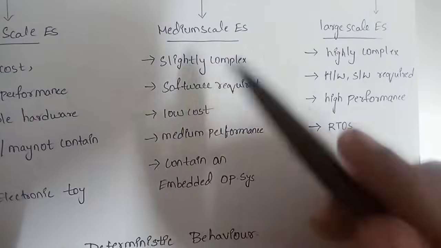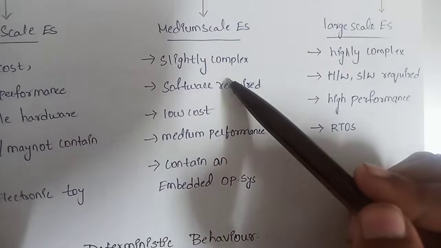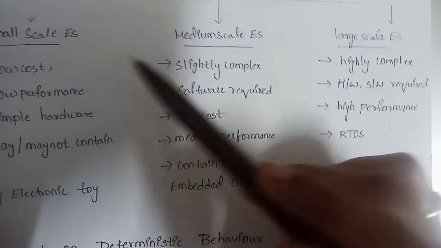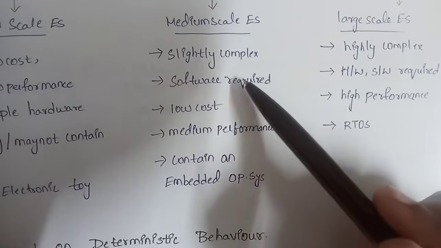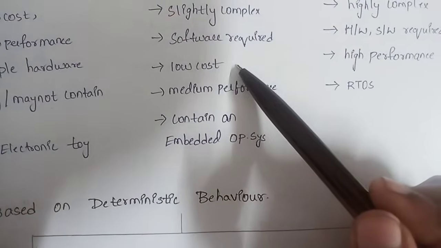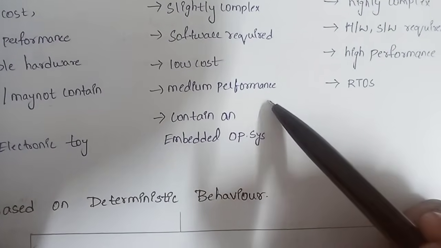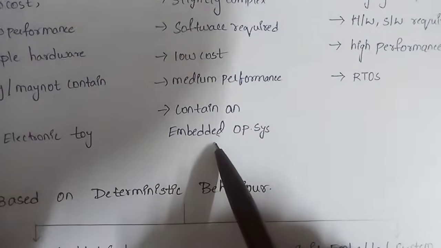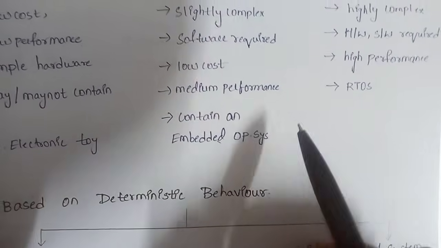And medium scale, it is slightly more complex than the small scale embedded system, and here the software is a must. And here it is low cost with medium performance, and it contains embedded operating system. The operating system is of embedded type.